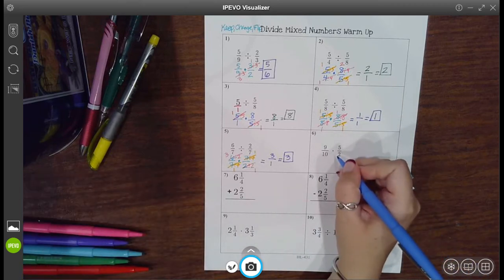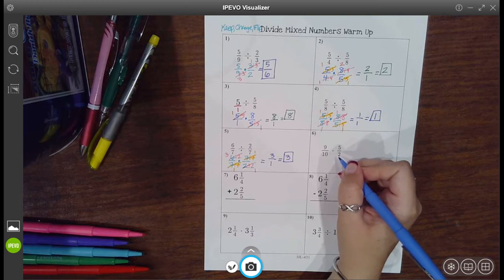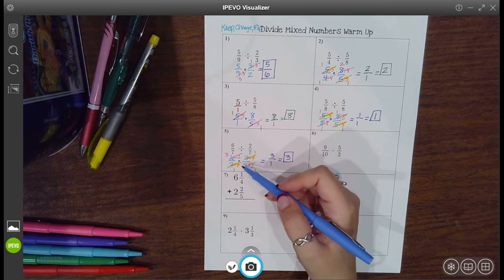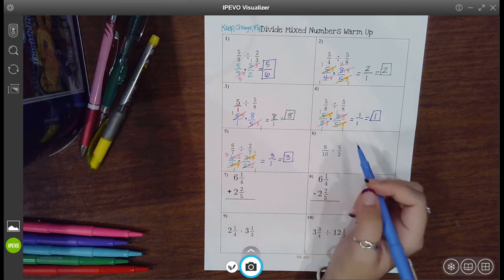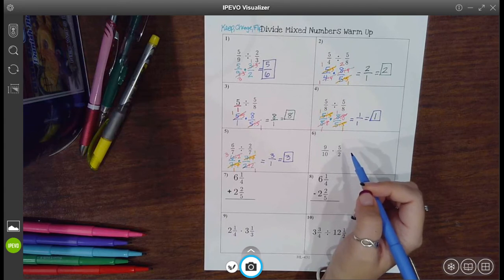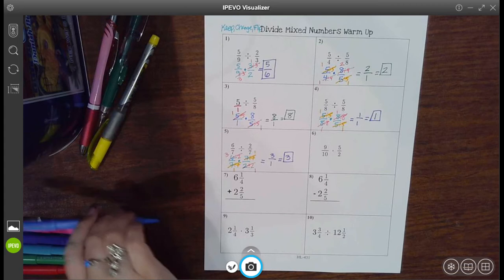is this a division problem? It's already a multiplication problem. So when I go keep, change, flip, I'm changing it to a multiplication problem because we can't divide fractions. But this is already a multiplication problem. So I can skip that first step and just move on to cross canceling.